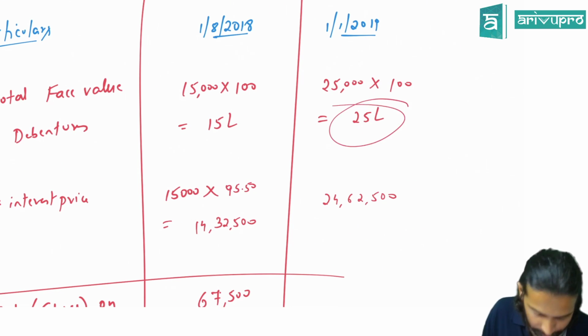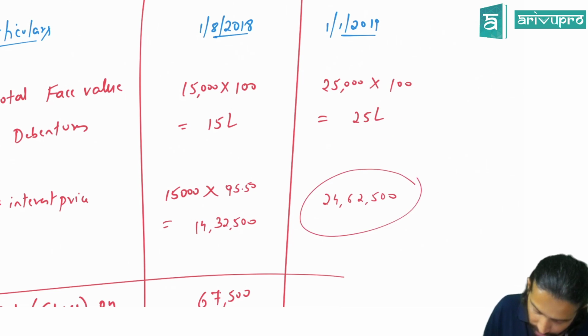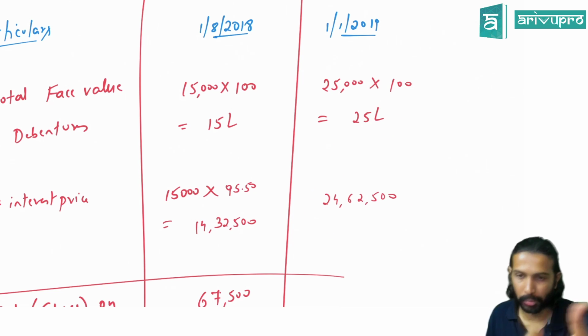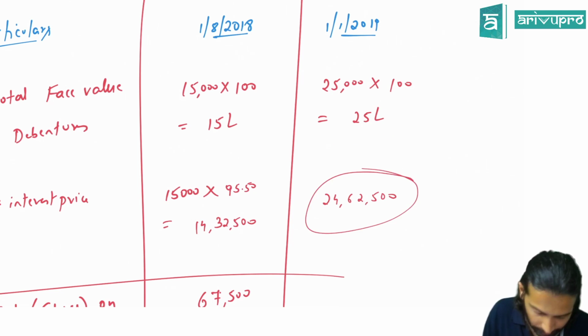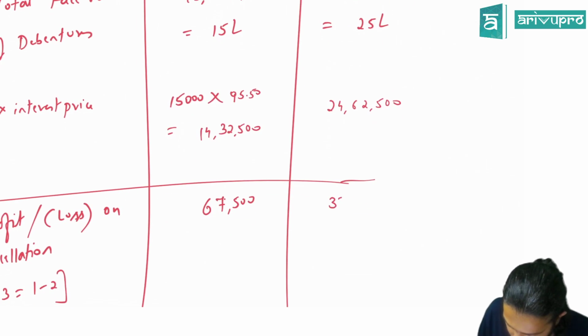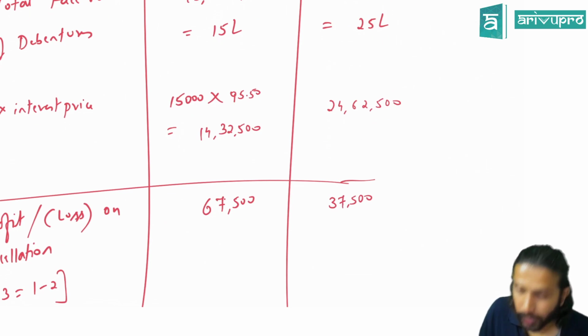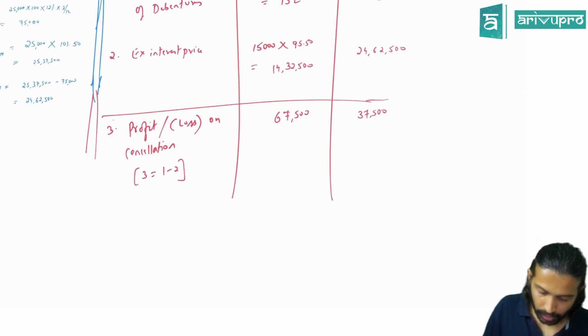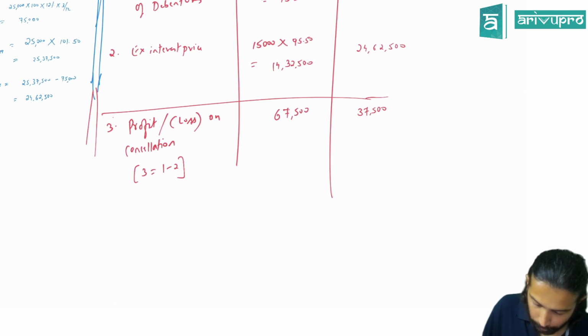So the worth of the debenture is 25 lakh. The company was able to redeem, meaning purchase these debentures back, at 24 lakh 62,500 only. That means again they have paid less. Instead of paying 25 lakh, they've only paid 24 lakh 62,500. That means again they made a profit of 37,500 when they cancelled these debentures. Can you tell me what is the total profit the company made?